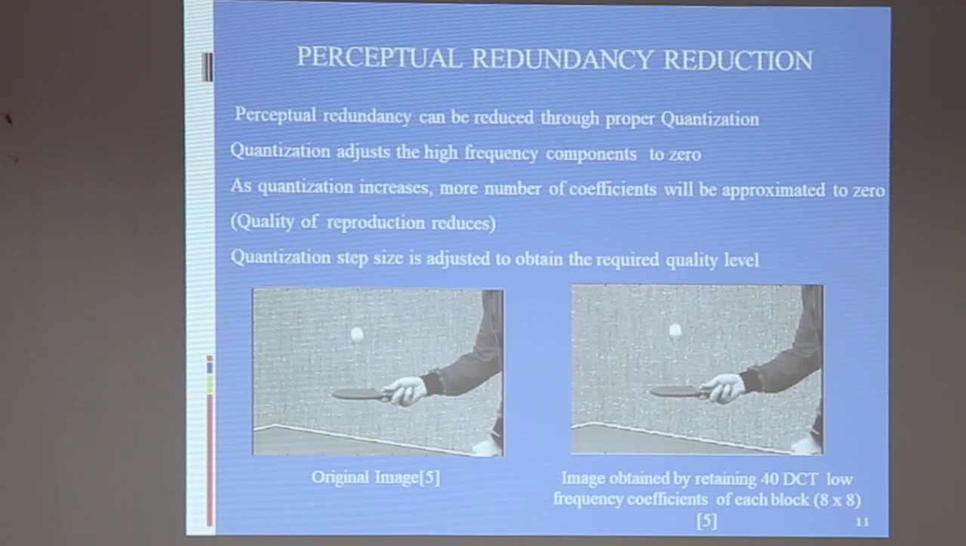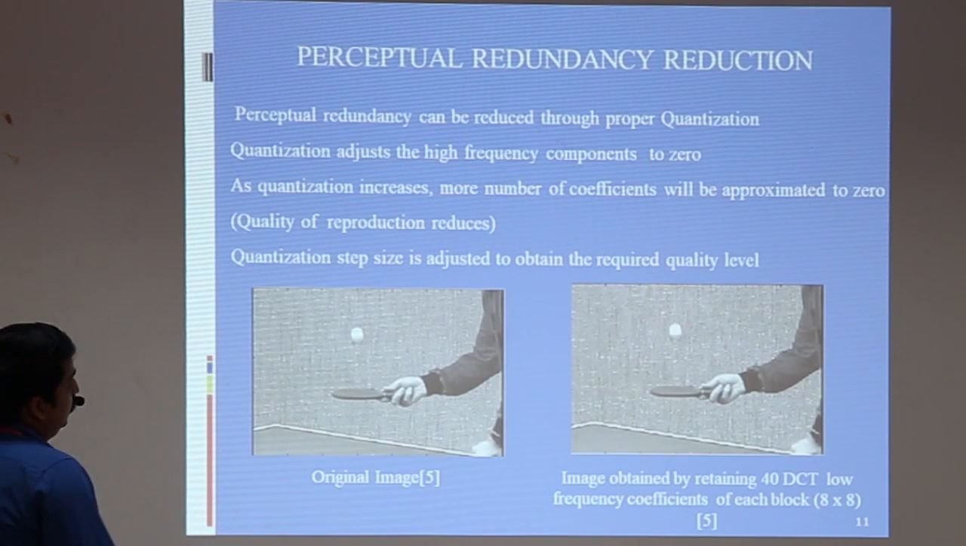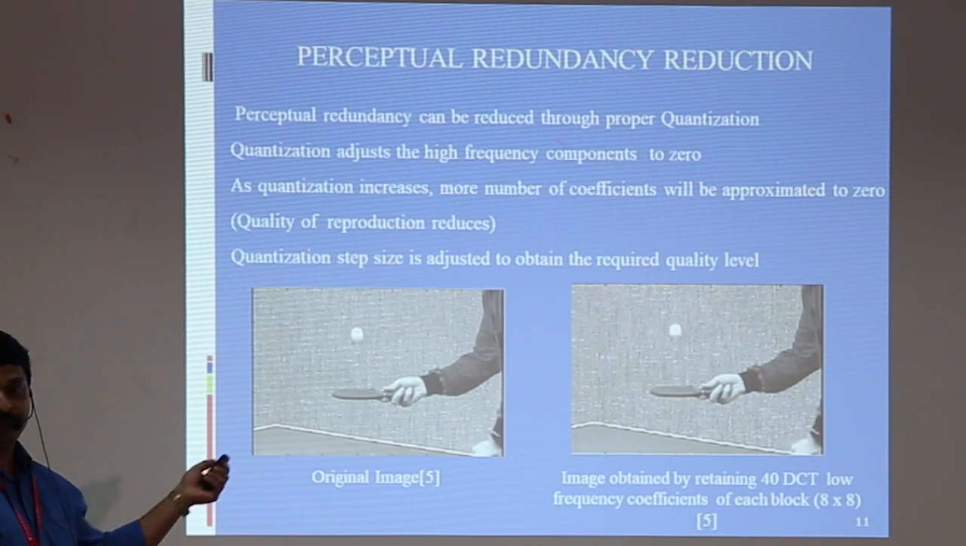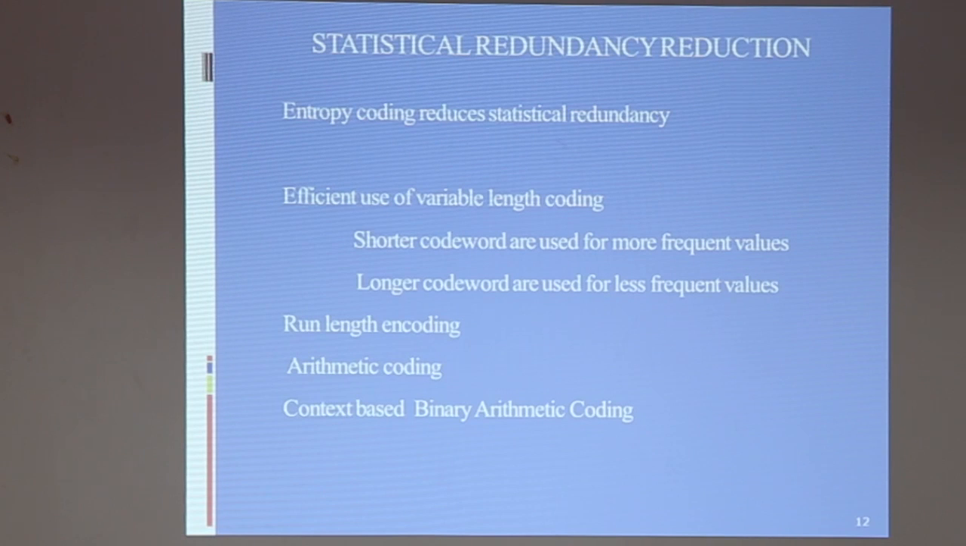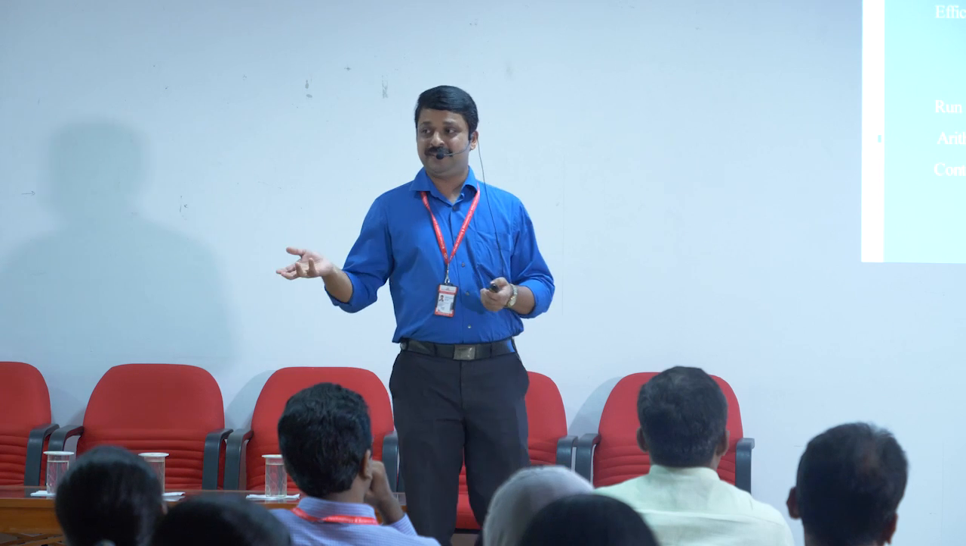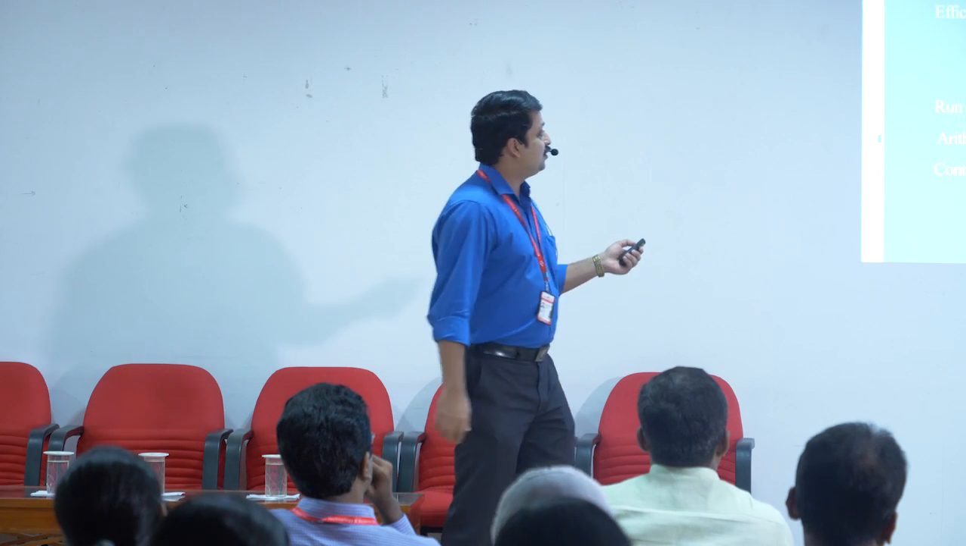Then again, for perceptual reduction, I said that all information not relevant to our eye will be discarded. Here you can see the original image, and when we reduce those irrelevant information, we are not able to see the change between those two frames. Then in statistical redundancy, we go for entropy coding, and there are variable length coding and other strategies. I will not go into detail, because that is related to electronics and communication.